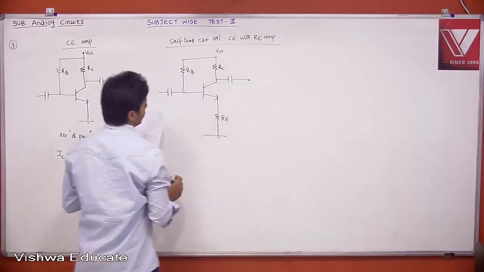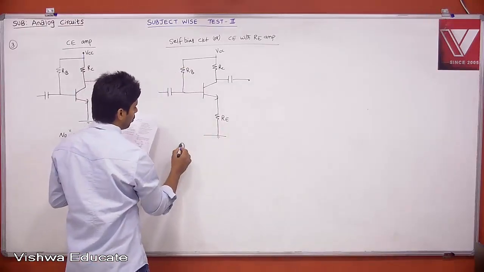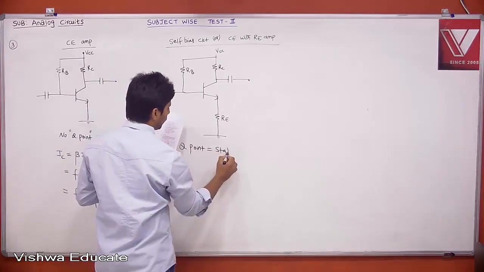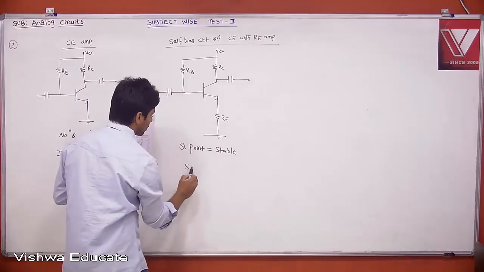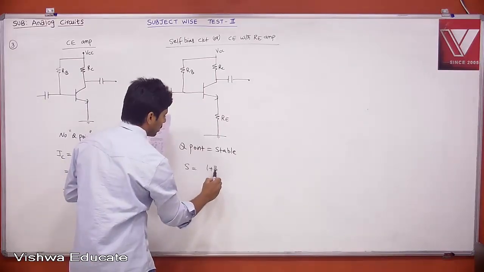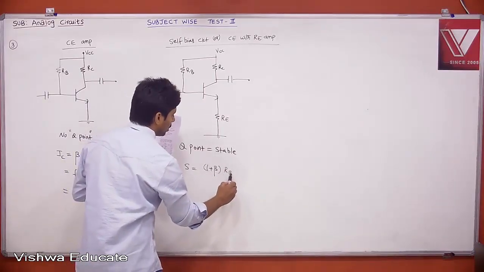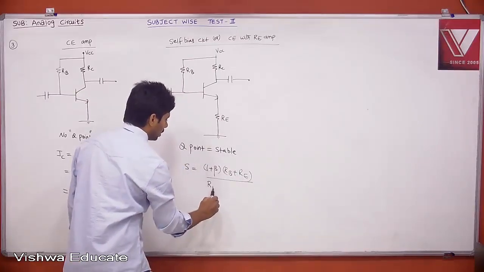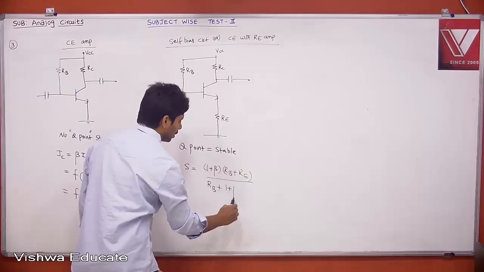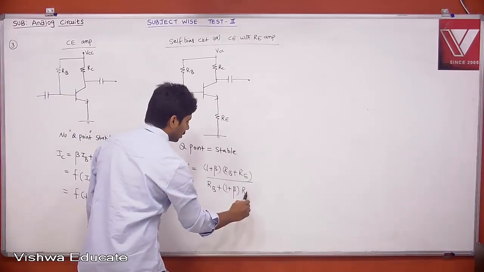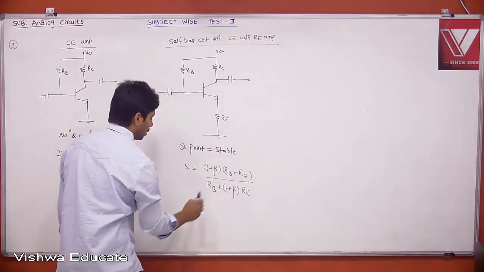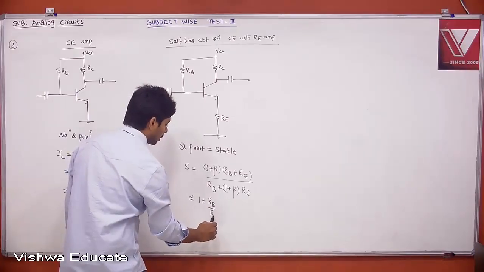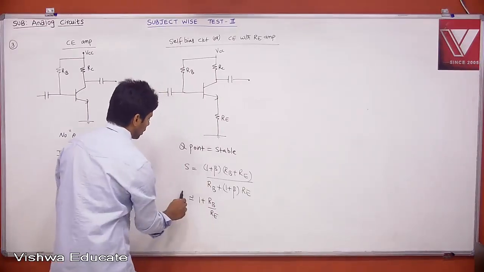Now because of this, whatever the current, your Q point is stable. And we got the stability factor S equal to 1 plus beta into RB plus RE divided by RB plus 1 plus beta into RE. If you neglect the RB part, then it is approximately 1 plus RB by RE. If you increase RE, your stability will increase, right?